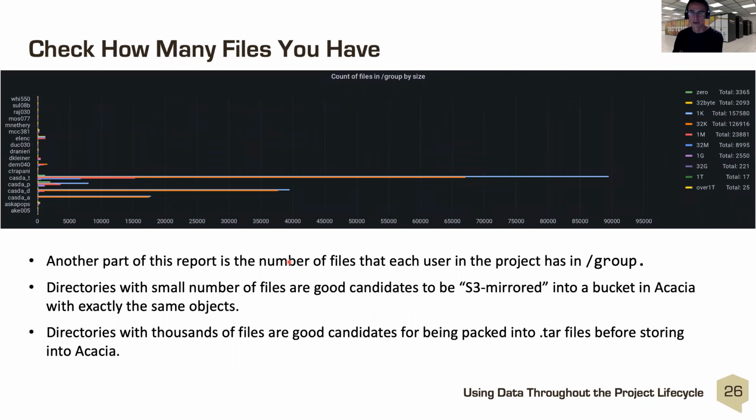This is another image that comes in that report. Again, showing sizes of the files, but also the number of files that each of the users in a project has. So yeah, it's important to check that report to have an idea of how much effort you will need to perform to migrate your data from group into Acacia.